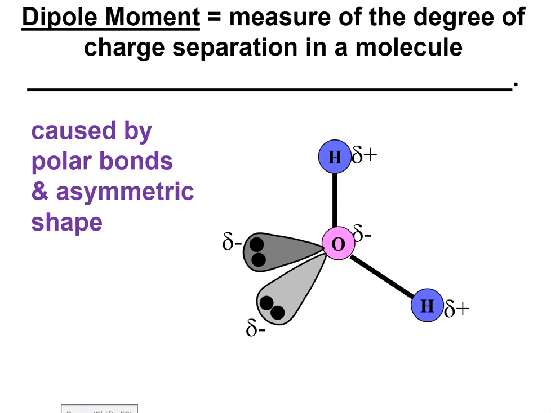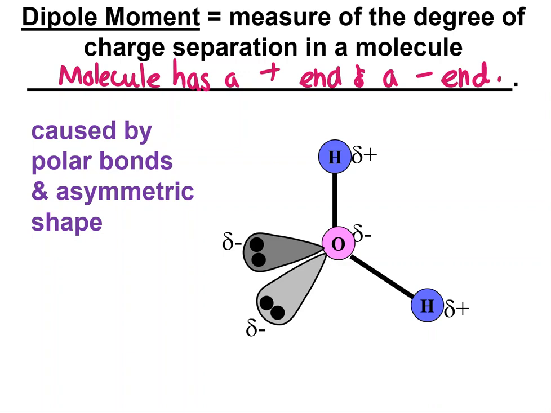Now we're going to use what we've learned about shape and geometry to decide if a molecule is polar or not. So dipole moment means that a molecule has a positive end and a negative end. It's caused by polar bonds, and it also has to do with the shape. The shape has to be not symmetric, asymmetric. Okay, let's remember what a polar bond is.